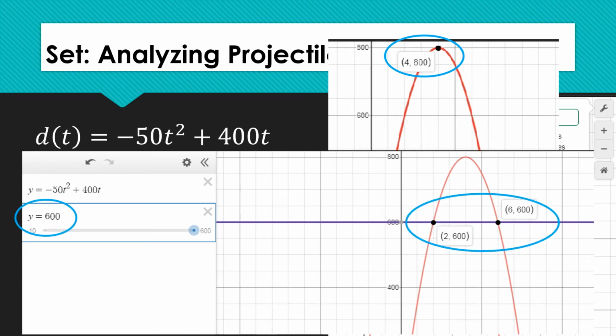We can also see that when y is 600, in this case we're talking about the height, so that's the distance or the height. So at a distance of 600, that would occur, the x value representing time, at 2 minutes as well as at 6 minutes. So we can see that that's happening twice in this function. You can see it in the graph on the right and in the equation on the left.